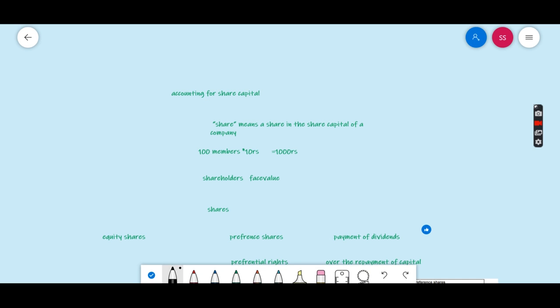We should know what is meant by share. What is meant by share? Share means a share in the share capital of the company. So what is meant by share capital then?